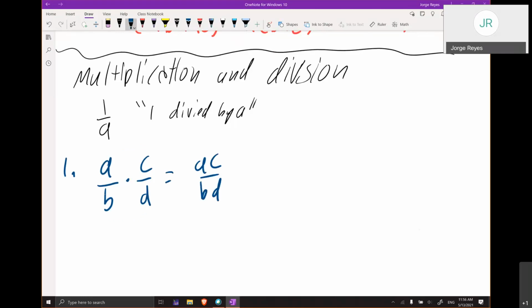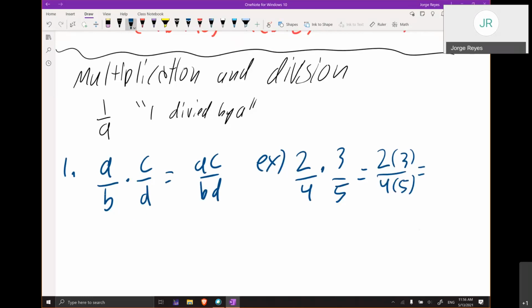Okay, and just a quick example: 2/3 times 4/5. It's going to be 2 times 4 over 3 times 5, so it's going to be 8 over 15. And you could simplify that. You could do other things, but this is just an example of how to multiply.